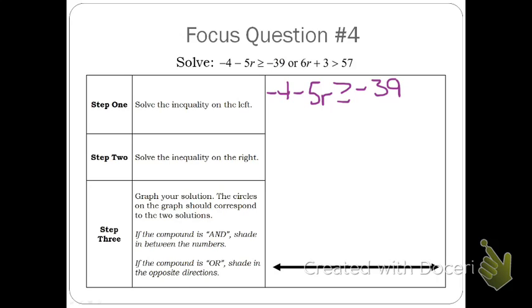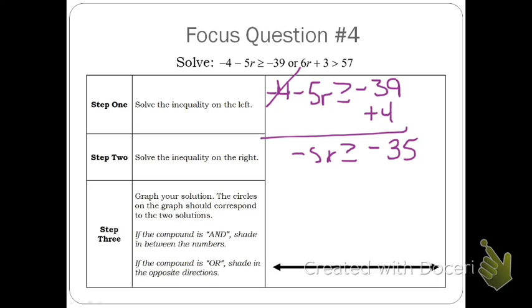This is a two-step inequality. I see this negative 4 that's not beside or under my r, so that's what I need to get rid of first. It's negative, so I need to bring it over to the other side. It's a positive 4. That way that'll cancel out. And I will get negative 5r is greater than or equal to negative 39 plus 4. If I combine those two together, they're opposite signs, so I actually have to subtract. 39 is bigger, so therefore the negative stays. 39 minus 4 is 35.